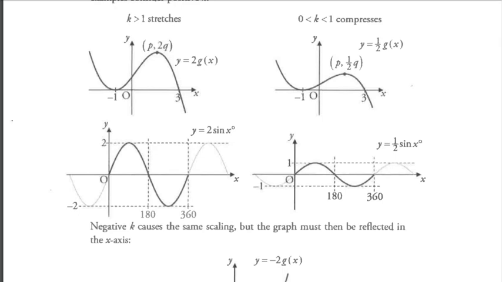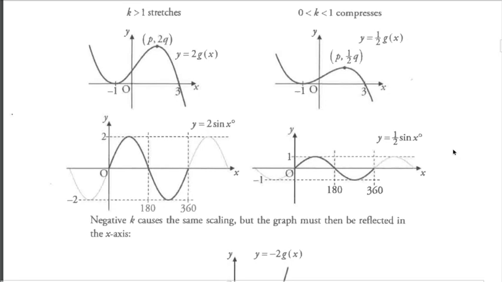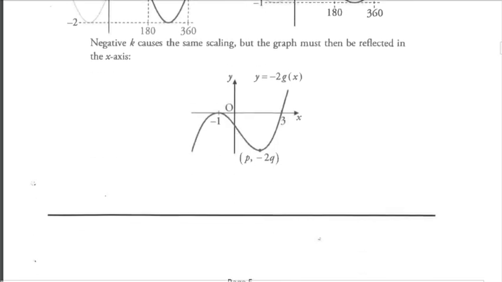So hopefully we remember that y = 2 sin x is the sine curve stretched to a height of 2 and a minimum height of -2. And y = ½ sin x is a sine curve... oh, that's wrong. That should be ½ and -½. There's been a mistake in the HSN notes there. So that should be ½ and -½ for y = ½ sin x.